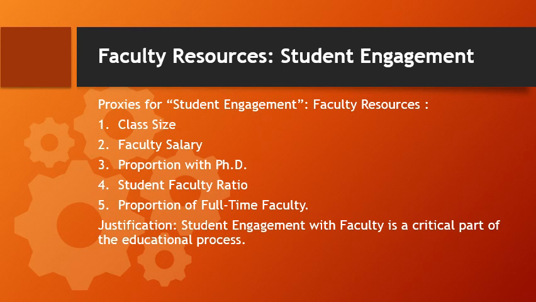As an illustration of these issues, we look at one of the 7 items, which is called faculty resources. So why are faculty resources being measured? Well, the justification given by the US News and World Report is that student engagement is a very important part of the educational process. How much the students interact with the faculty will determine how good an education they get. And so faculty resources is supposed to be a proxy for student engagement.